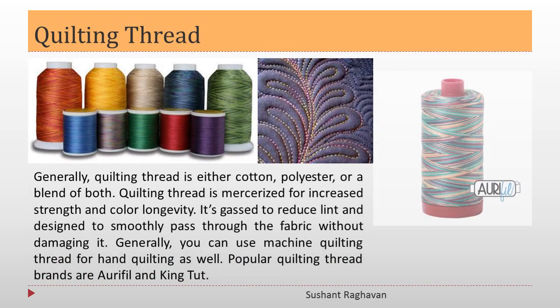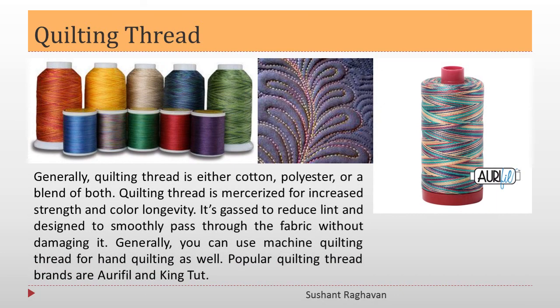Generally, quilting thread is either cotton, polyester, or a blend of both. Quilting thread is mercerized for increased strength and color longevity. It's glazed to reduce lint and designed to smoothly pass through the fabric without damaging it. Generally, you can use machine quilting thread for hand quilting as well. Popular quilting thread brands are Eurofil and King Tut.